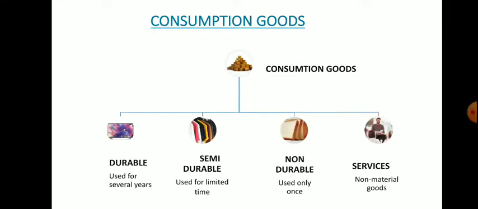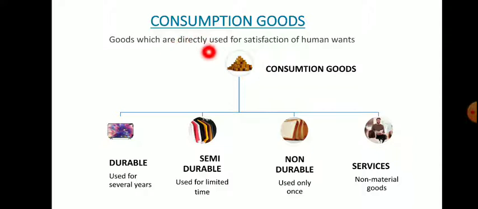Now moving on to the next topic, that is consumption goods. What is a consumption good? Consumption goods refer to those goods which can satisfy the wants of the consumers directly. It can satisfy consumers' wants directly. This is a very important point. Let me give you some examples: clothes, television, pen, butter, any kind of services, or furniture like that.